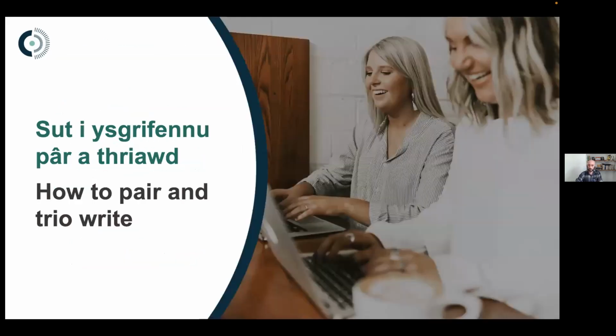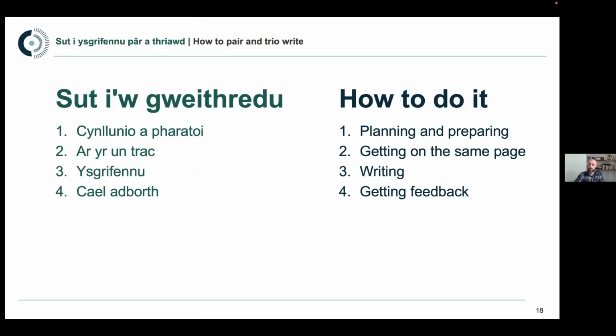So now I'm going to talk a bit about how we do this. As I said before, it depends. You can adapt this to your specific needs and circumstances, but generally I split it into 4 different stages, which are planning and preparing, getting on the same page or alignment, writing, and getting feedback.